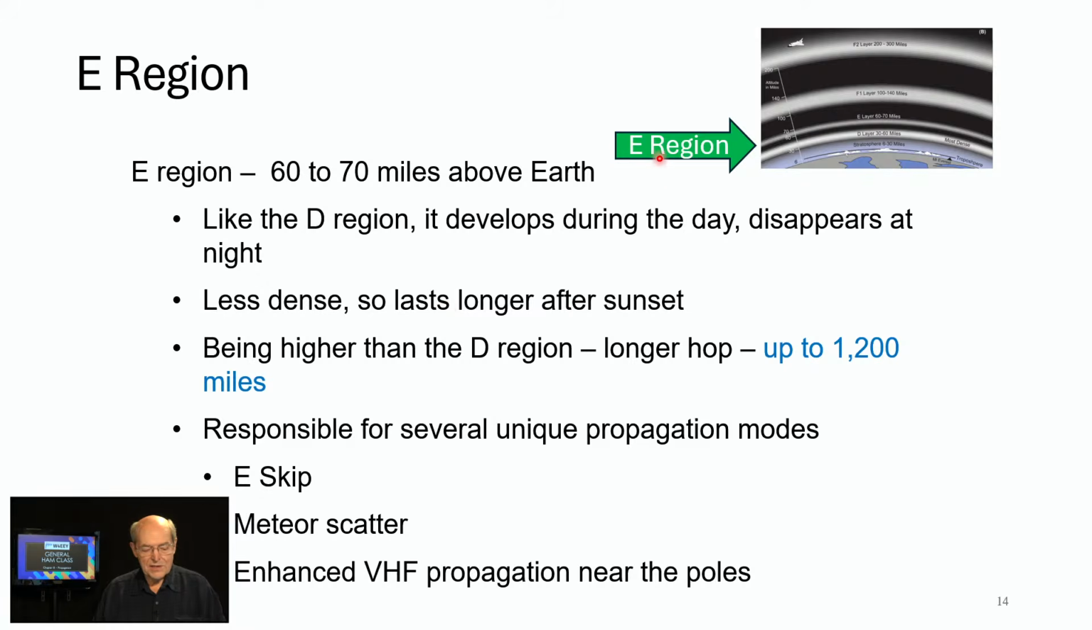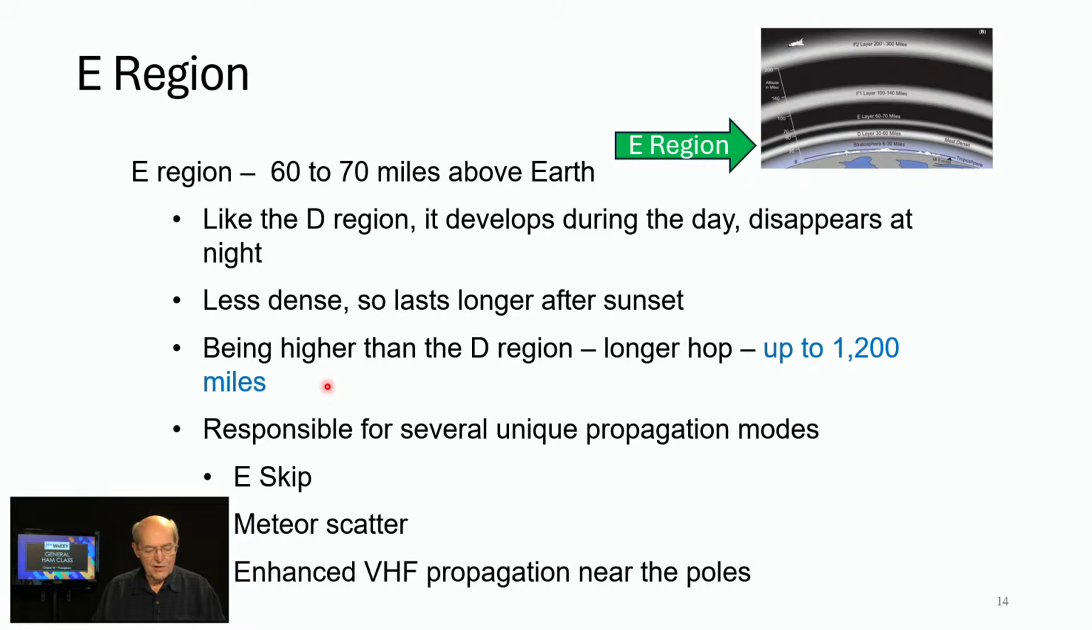The E region is the next one up. Our arrow was moving up the diagram here. It's 60 to 70 miles above the Earth. Develops during the day, disappears at night. It's less dense, so it lasts longer after sunset. Being higher than the D region, it has a longer hop than the D region. You can go up to 1,200 miles with a single hop via the E region.